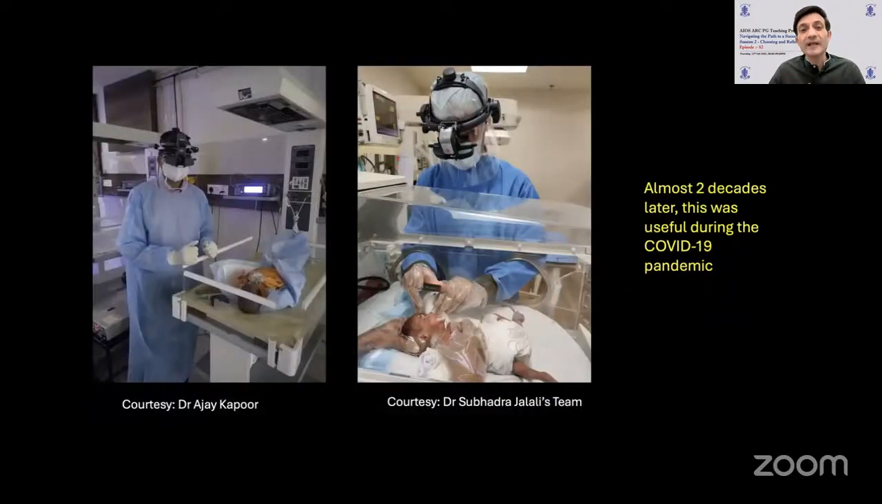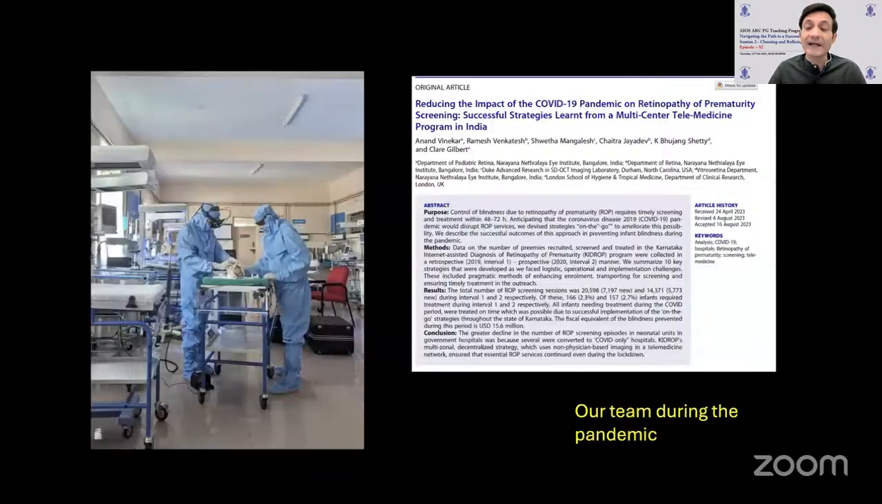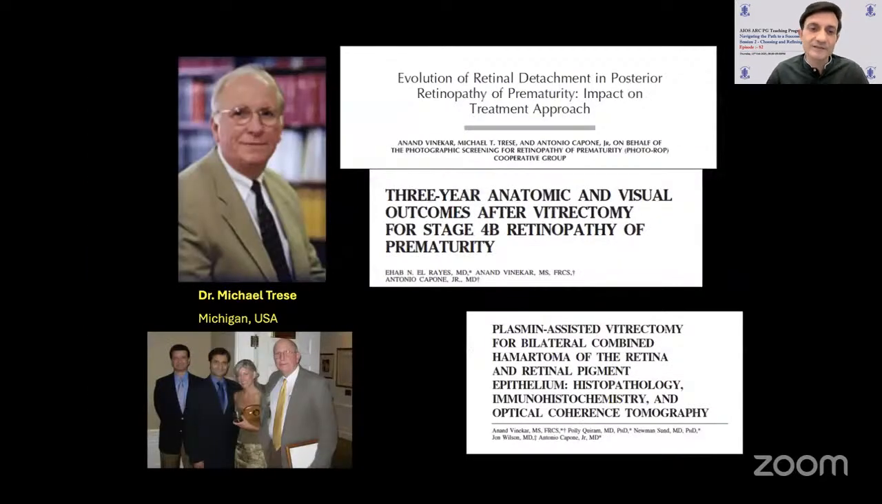Now, almost 2 decades later, modifications of this were used by groups across the world, and here are 2 examples being shared by the Indian ROP Society members on how screening and treatment was done during COVID. Again, we had to innovate. This is my colleague and I treating a COVID positive baby in the very first month of the lockdown. So, things really come back full circle, and we were able to continue the program based on what we had almost stumbled into almost 2 decades back.